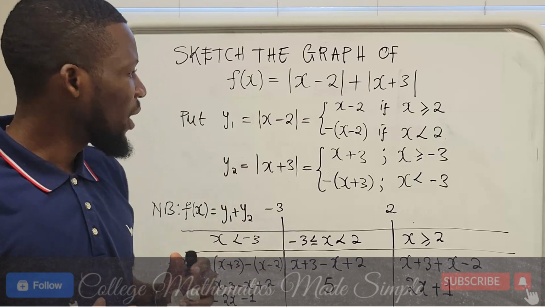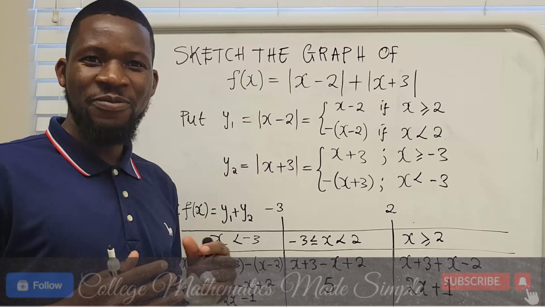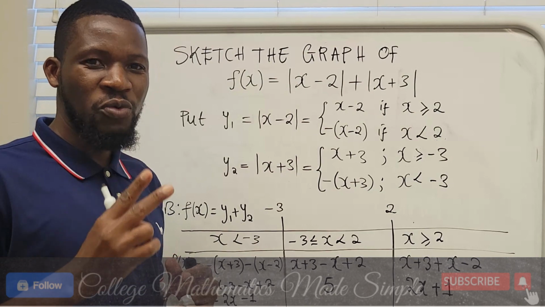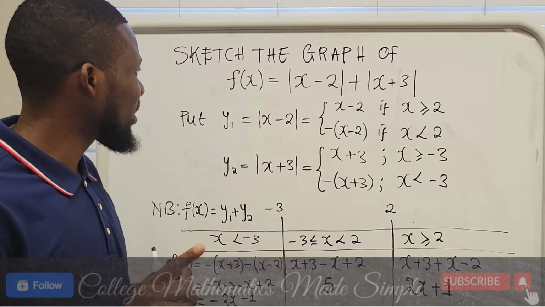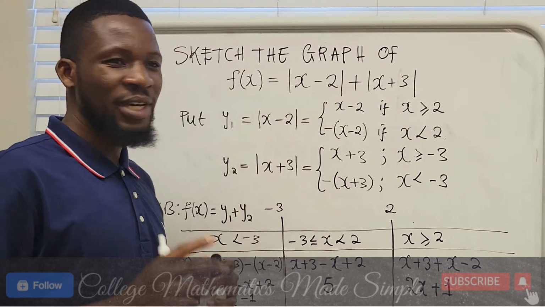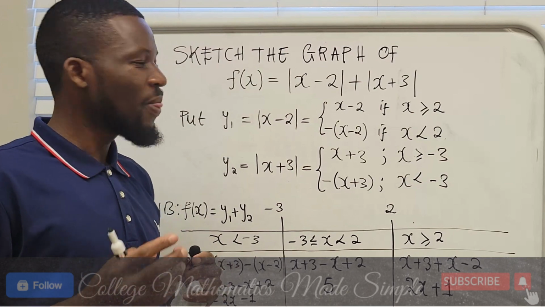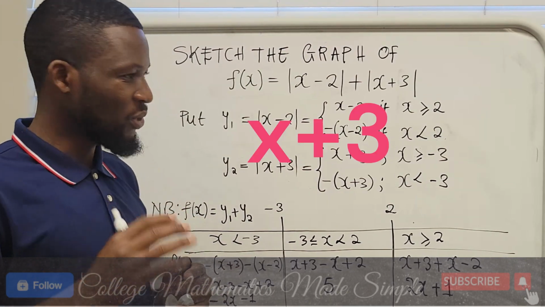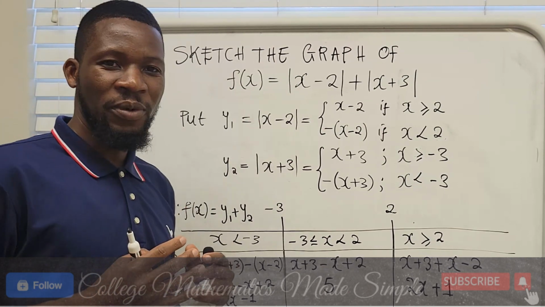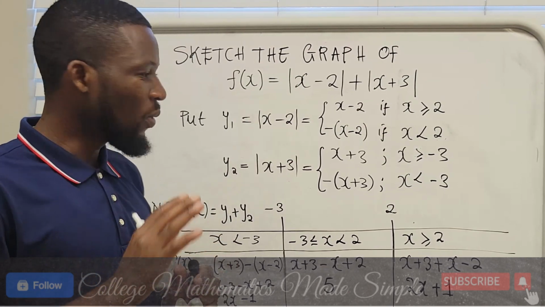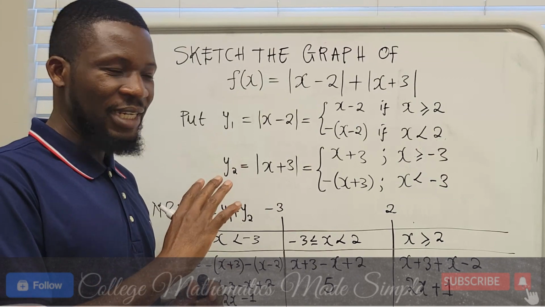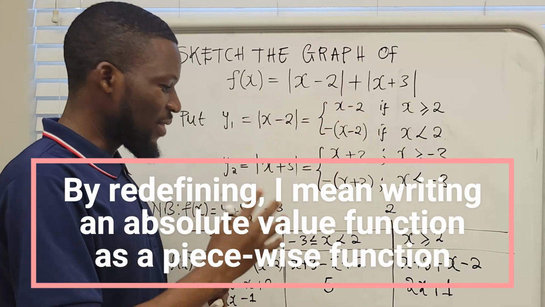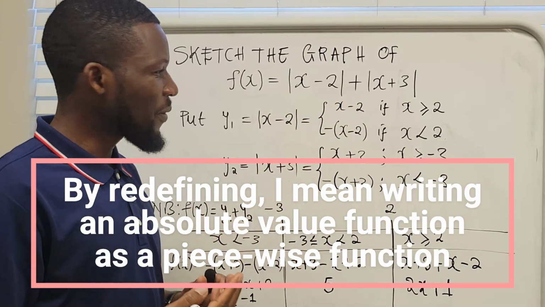Let me show you how to sketch the graph of the sum of two absolute value functions. In this case, we have the absolute value of x minus 2 and the absolute value of x plus 3. The approach that we are going to use is very simple. We are going to redefine each part, then we are going to combine them together.